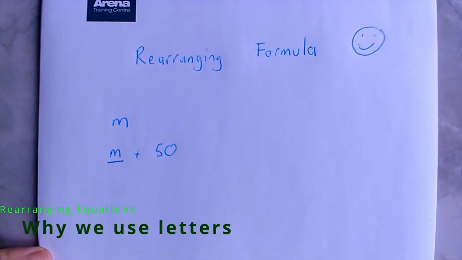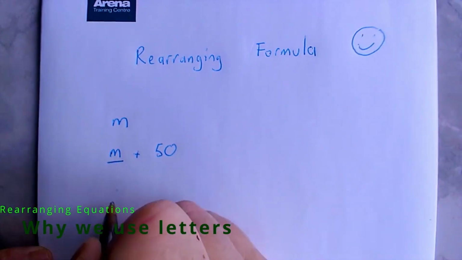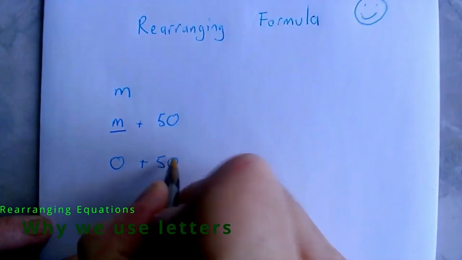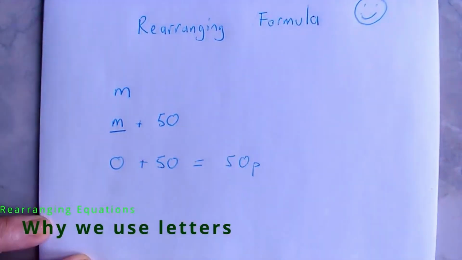And of course, if I was to tell you the value of M, which in this case today is 0, then we can solve the equation by substituting the letter for the actual value, solving the equation, which would be 50p in this particular instance.